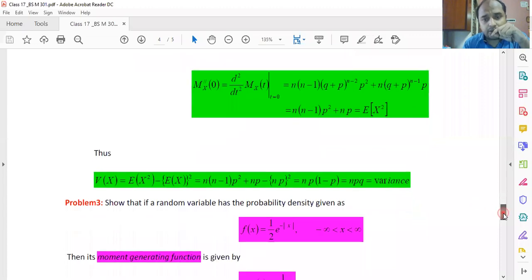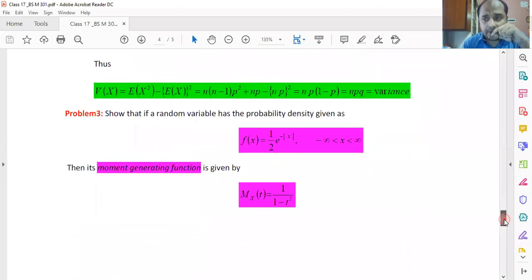Before I conclude today's class, let me discuss another problem, which is not binomial, which is not Poisson, but which is something else, where the idea of moment generating function will be applied. I'm just showing you right now how to apply the moment generating function for an unknown probability mass function or probability density function. This is a probability density function, f(x) equal to half into e to the power minus mod x.